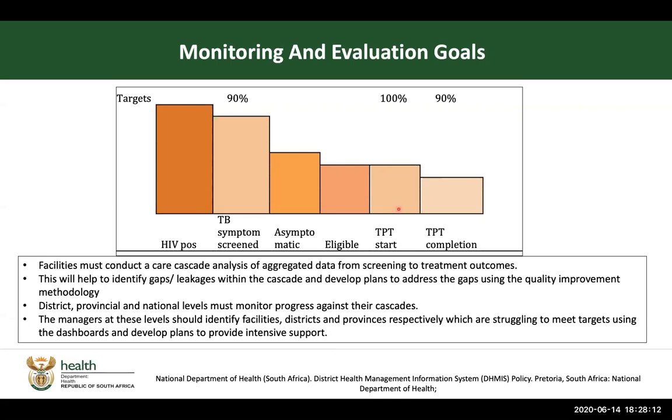So we encourage facilities to have their cascade so that you are able to identify gaps and leakages where some patients who are eligible are not started, or those who are started go on and on without being assessed whether they've completed or not. And this feedback would then be used at different levels. There'll be a provincial cascade, national cascade, district cascade, and hopefully we all get some time to sit down and analyze this data and do some root cause analysis processes and ensure that systems and process gaps that might be impacting on our performance are addressed.